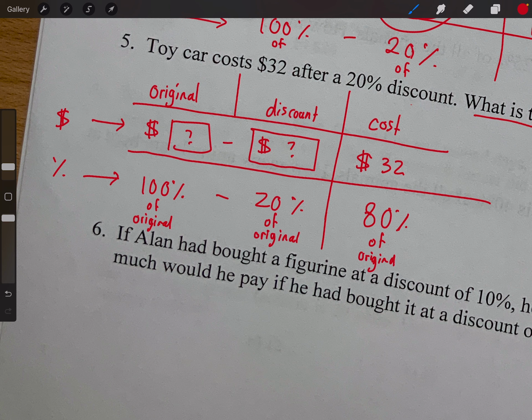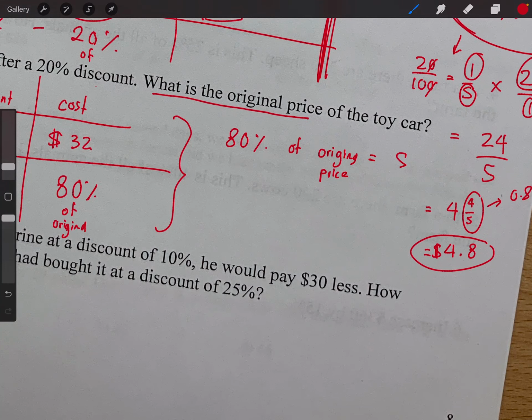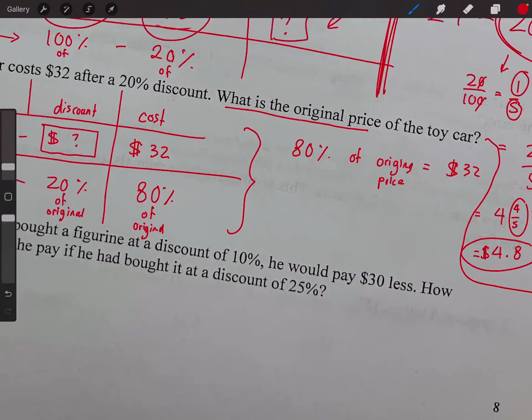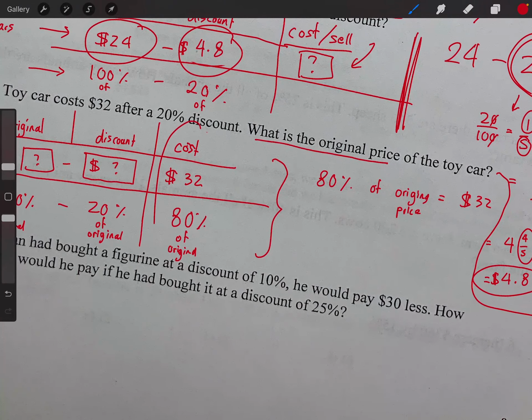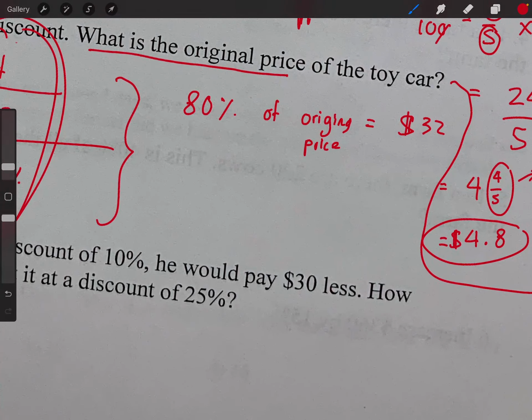There you go. So that means what? It means that 80% of the original price is equal to $32. Alright, look. Can you see it from there? 80% of the original price is the $32. Okay, so let's just look at this. 80. Let's change these to.